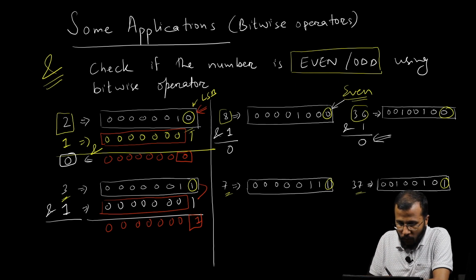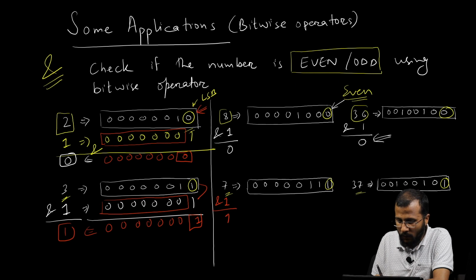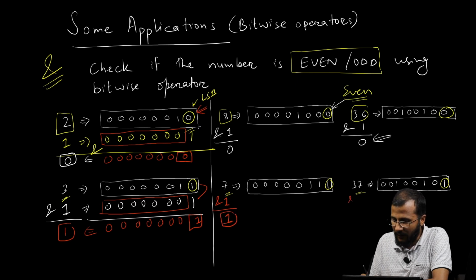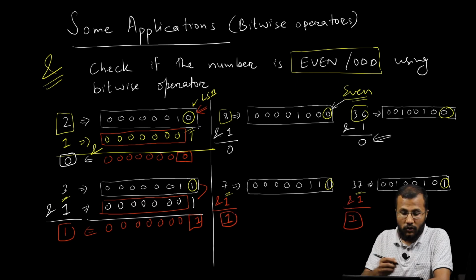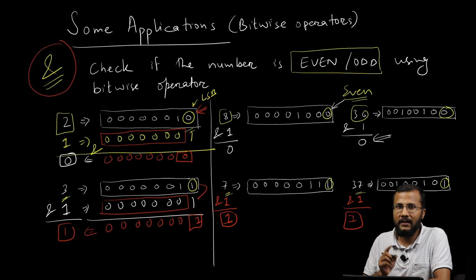So you get the output, which is decimal 1. So 3 AND 1 is decimal 1. If I perform 7 AND 1, it's decimal 1. Similarly, 37 AND 1 is decimal 1. So we can use bitwise AND as shown here to check if a number is even or odd.